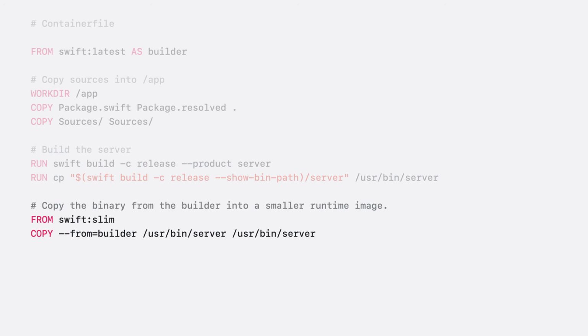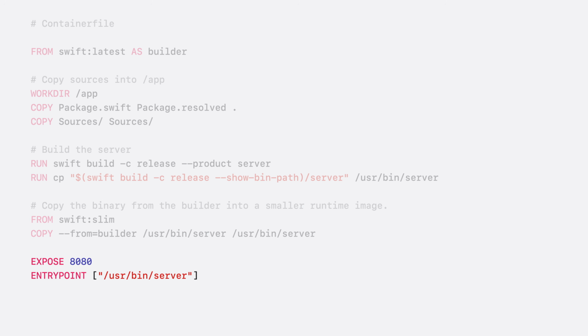At this point, I have the server executable in my image, but it also contains the whole Swift toolchain. I don't need all of that to run my server, and it makes the image much larger than it needs to be. I'll use a multi-stage build and copy the binary into a Swift Slim runtime image. Finally, I expose a port and set the entry point to be the server. That's the container file written.